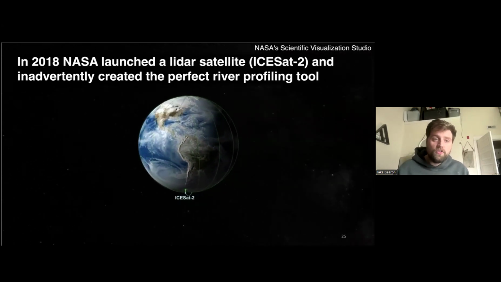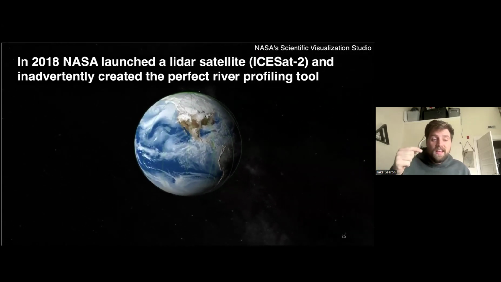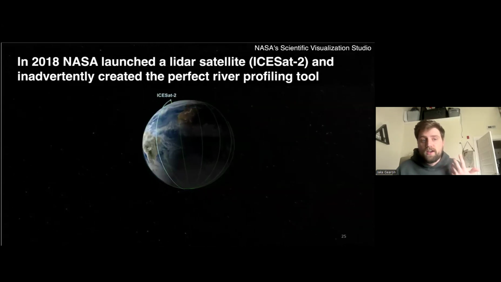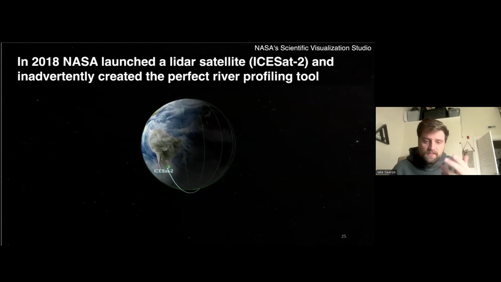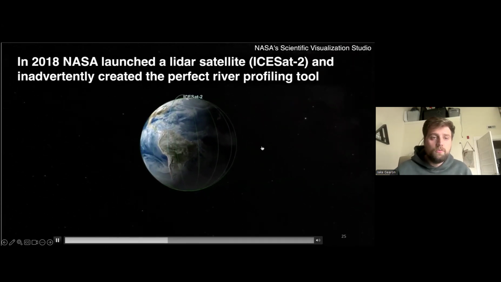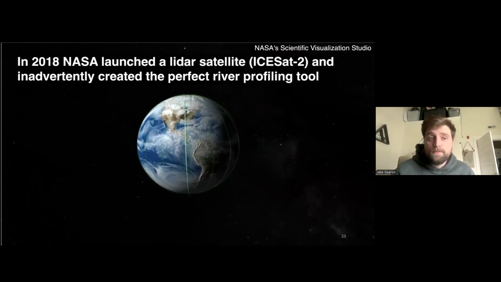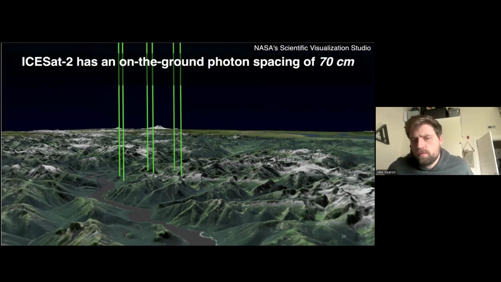But because the poles are on either side of the Earth, the satellite has to go from south to north. And in doing so, it covers much of the rest of the Earth. And when you have a river oriented perpendicular enough to that track, these little green tracks you can see right here, well, we can get a pretty nice river profile in bare Earth. And that's because ICESat-2 is really just a remarkable instrument.